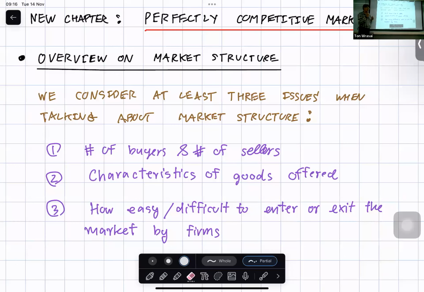First, we look at how many market participants are on both sides, buyers and sellers. Second, we take a look at the characteristics of the goods produced by firms. Third, we look at how easy or difficult it is for a firm to jump in and jump out of the market. So we keep track of these three issues when we discuss types of markets. Okay. Let's start.